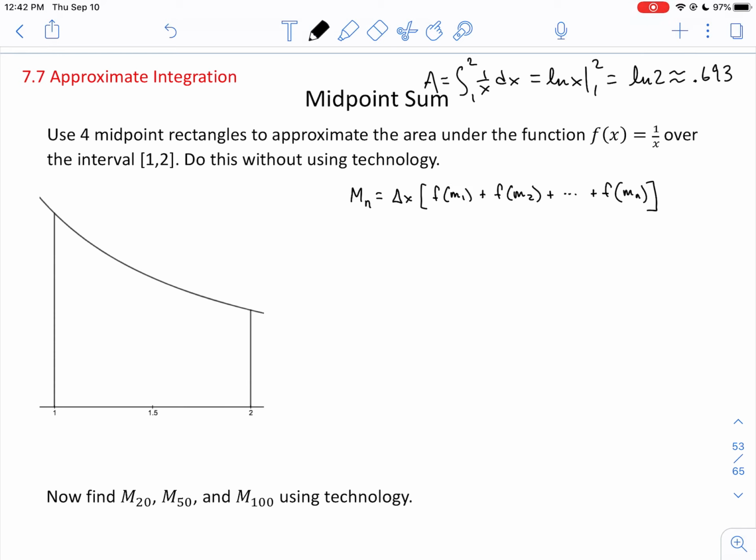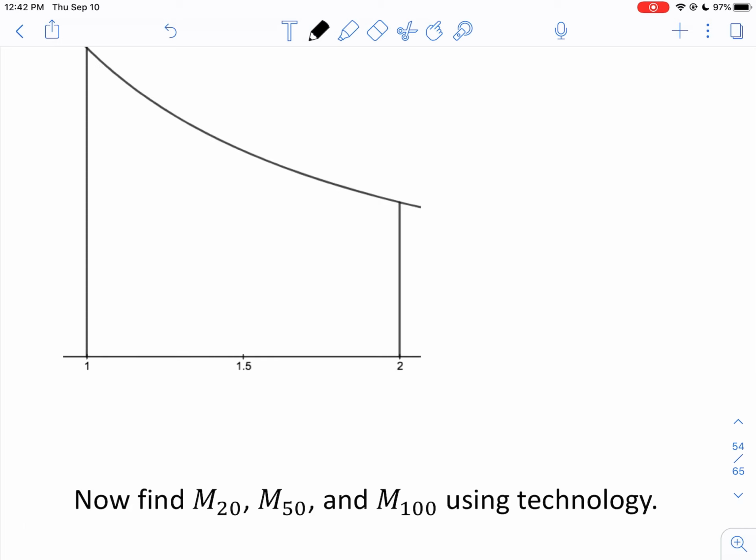All right, the instructions here are to use 4 midpoint rectangles to approximate the area under the function over this interval. Now, 4 midpoint rectangles, what this means is we're going to take this interval right here and make 4 equal length subintervals out of this. So there's the half point, the 1.5, the half of that, and the half of that. So we have 4 equal pieces.